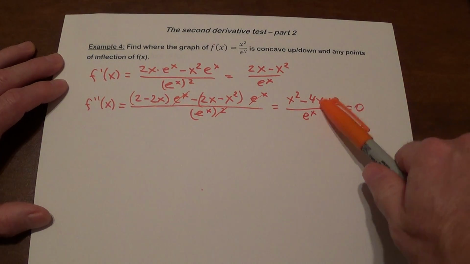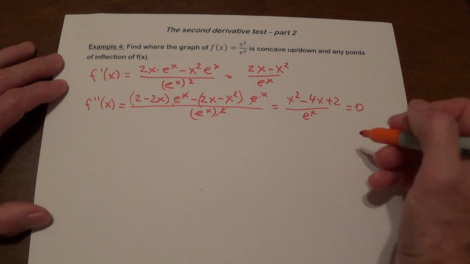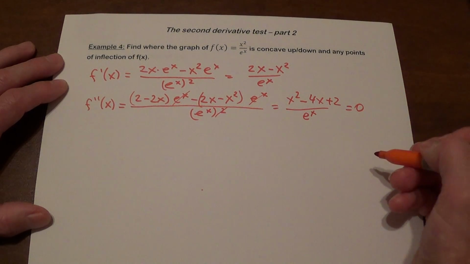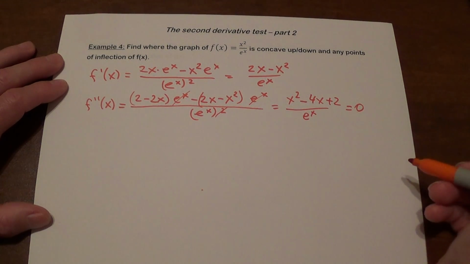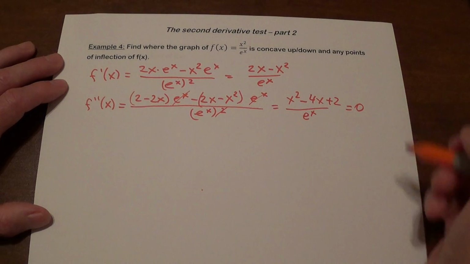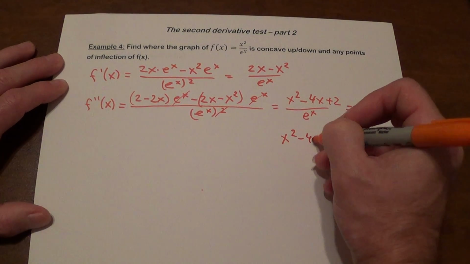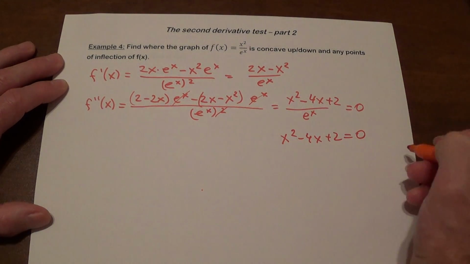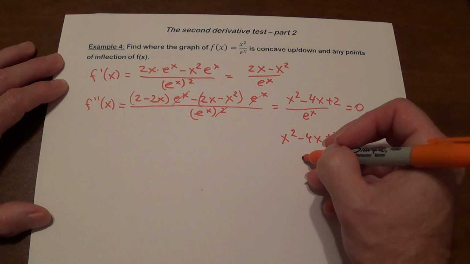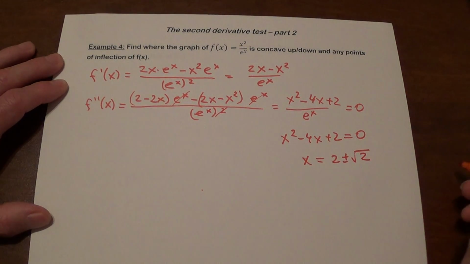So we have this quadratic function that can possibly have zeros. The denominator is not going to be 0 for any values, and e to the x is always going to remain positive. So the sign of this expression, which is our second derivative, is going to be determined by the sign of this quadratic expression. So x squared minus 4x plus 2 equals 0. If you solve it, I don't want to go through this, you're going to get 2 plus or minus square root of 2.